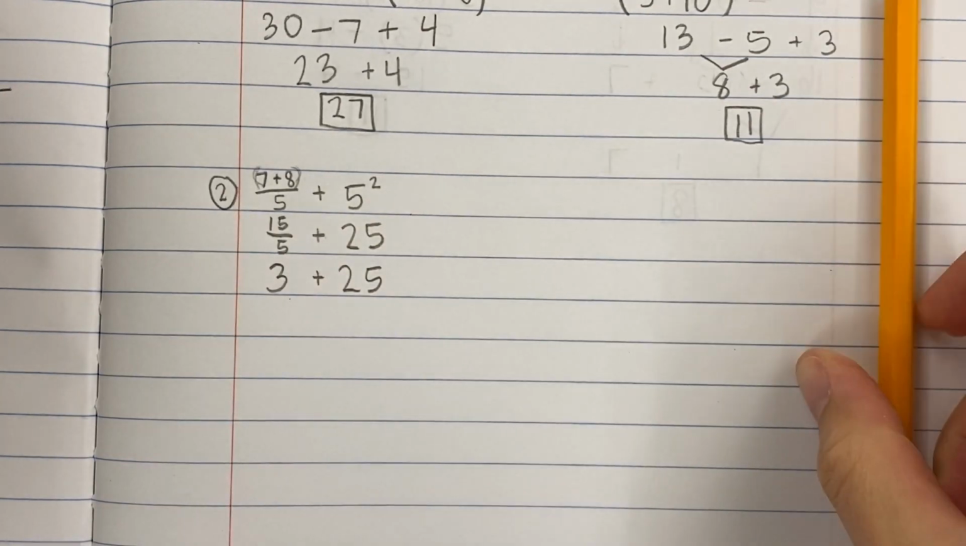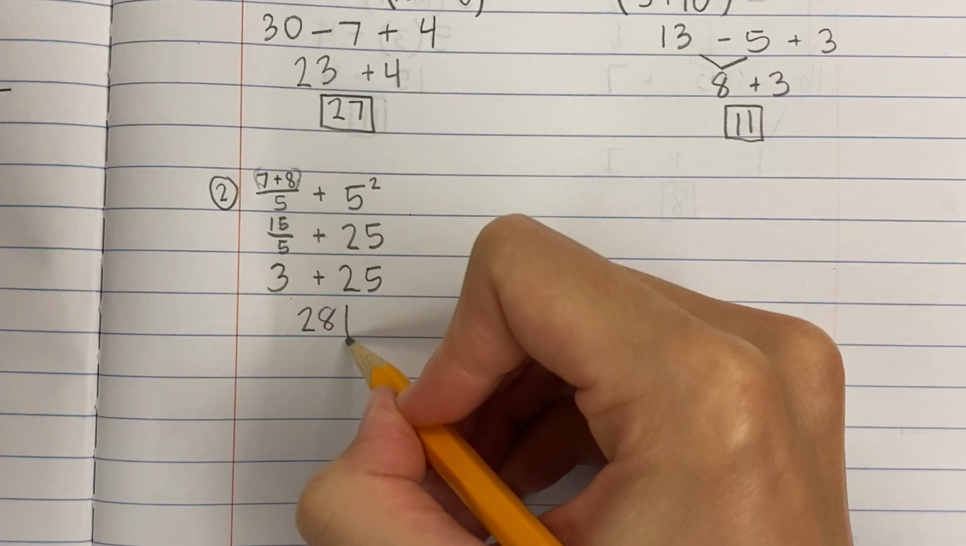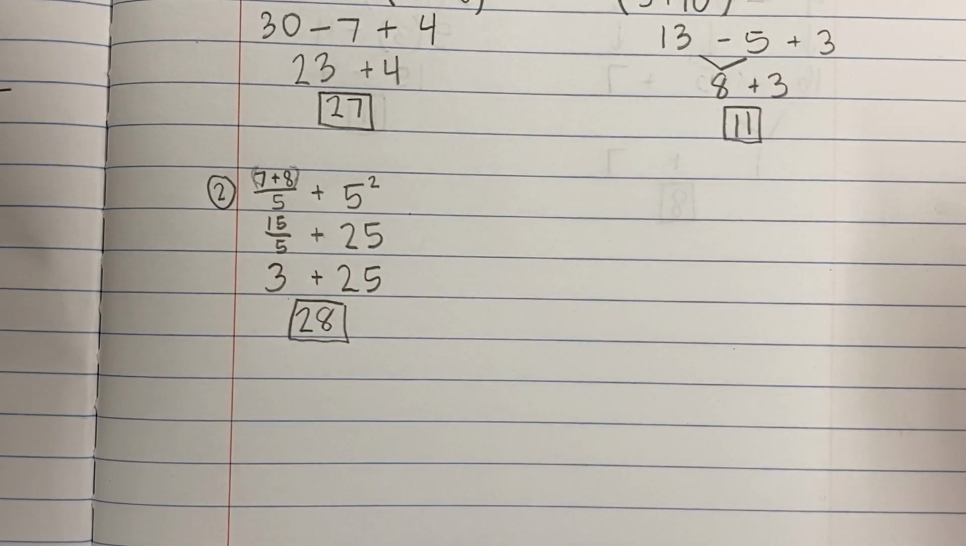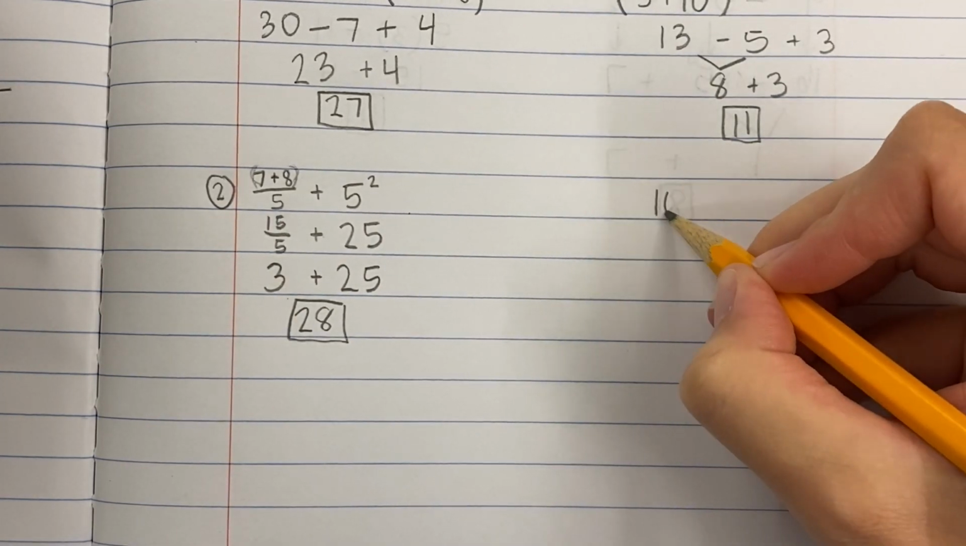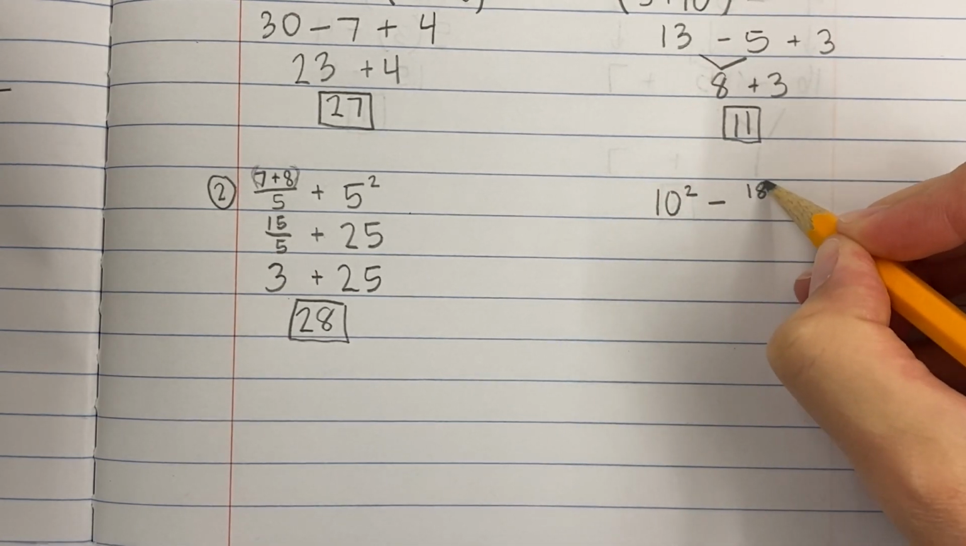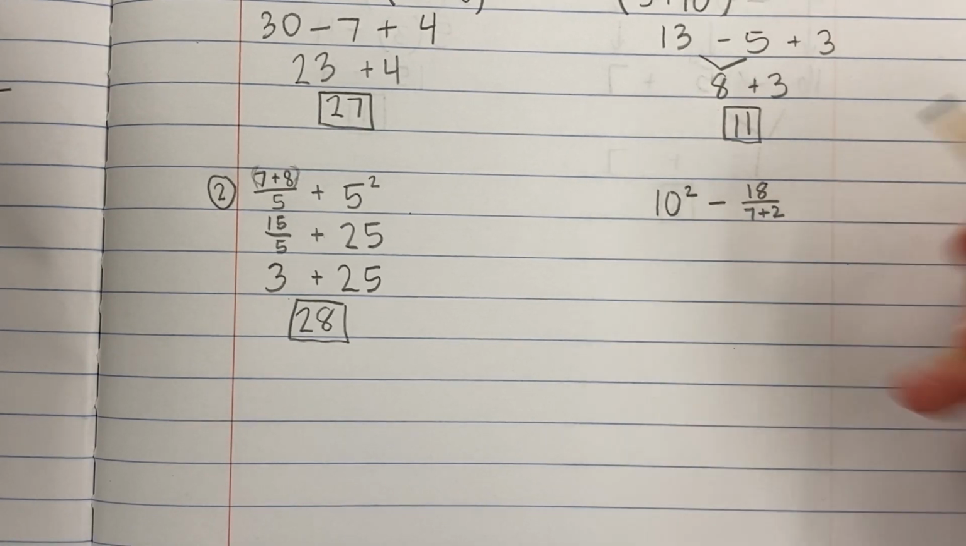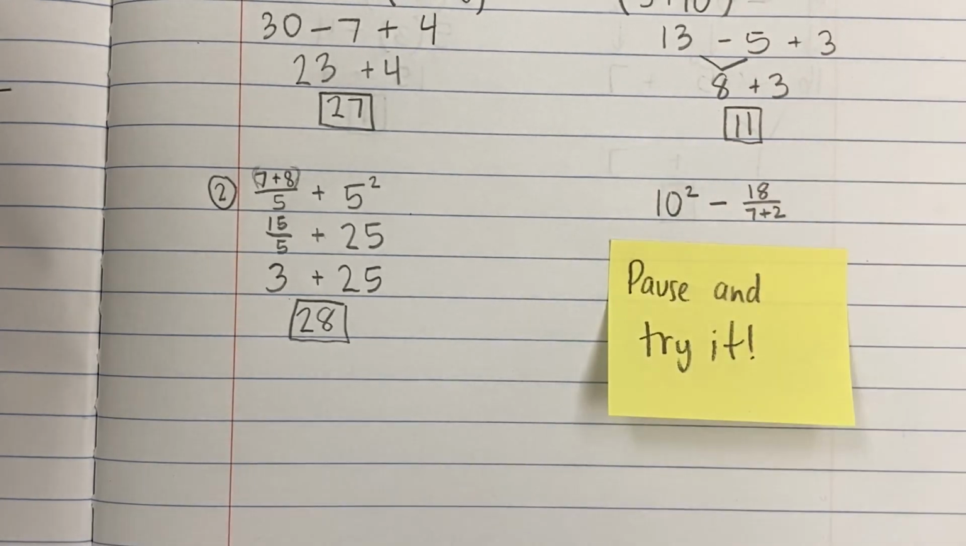And then 3 plus 25, that's 25, 26, 27, 28. There we go. Okay, now this is your problem, and again, once you copy it, you're going to pause and try it, because that's how you learn, is by trying it. And if you make mistakes, then you just fix the mistakes and they won't happen again. So go ahead and pause and try it.